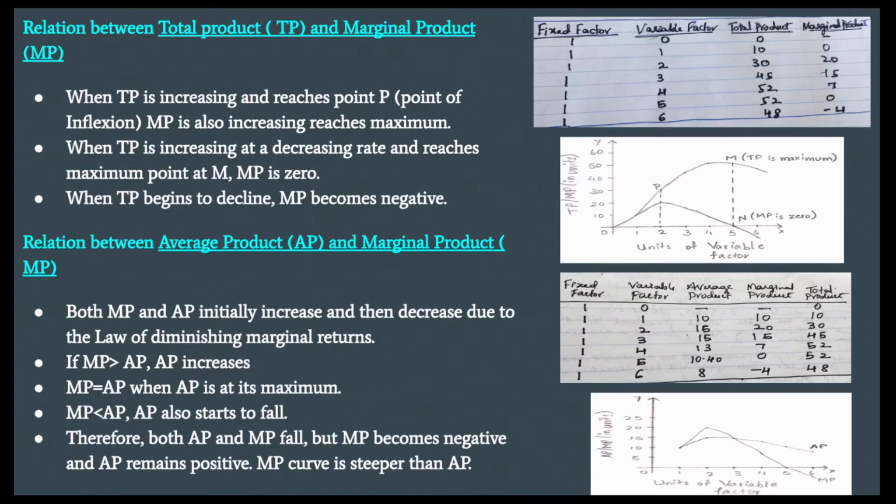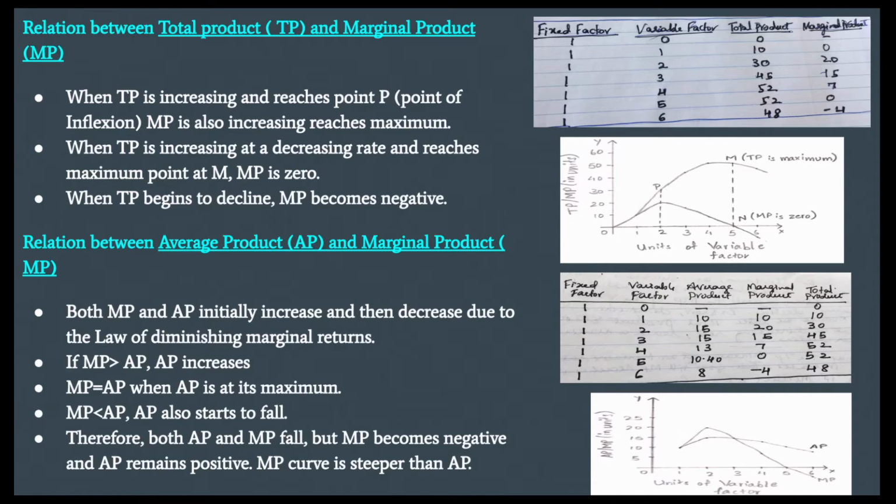Relationship between total product and marginal product. When TP is increasing and reaches point P in the figure, that is the point of inflection, MP is also increasing and reaches its maximum. When TP is increasing at a decreasing rate and reaches the maximum point at M, MP is 0. When TP begins to decline, MP becomes negative.